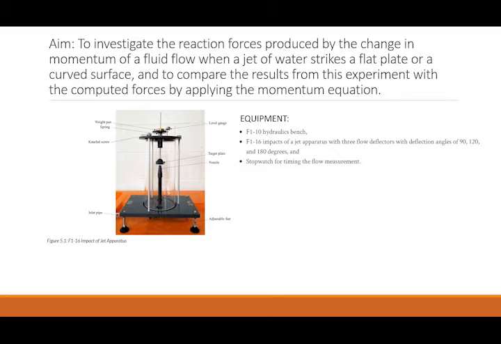So this is the setup. The setup is as shown, which is the F116 impact of jet apparatus. At the topmost here is the weight pan. We have a lever gauge, a spring, a nut screw, target plate, a nozzle, adjustable feet, and inlet pipe.